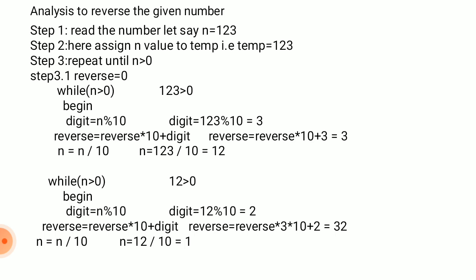Okay, second step, reverse is equal to reverse into 10 plus digit. So reverse is initially 0. 0 into 10 is 0, plus 3. 0 plus 3 is 3. So reverse is equal to 3. That is the first digit.